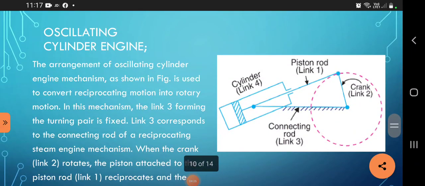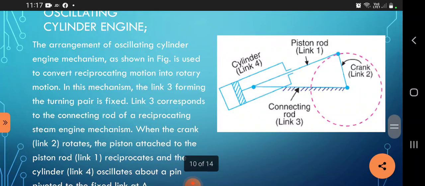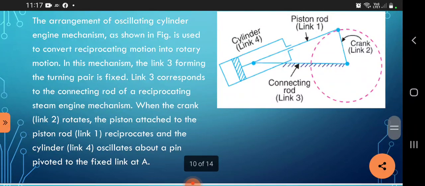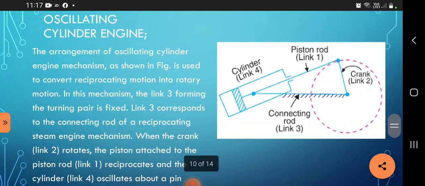Oscillating cylinder engine. The arrangement of the oscillating cylinder engine mechanism, as shown in the figure, is used to convert reciprocating motion into rotary motion. In this mechanism, link 3, forming the turning pair, is fixed. Link 3 corresponds to the connecting rod of the reciprocating steam engine mechanism. When the crank link 2 rotates, the piston attached to the piston rod, link 1, reciprocates, and link 4 oscillates about a pivot on the fixed link at A. Now we see the figure.